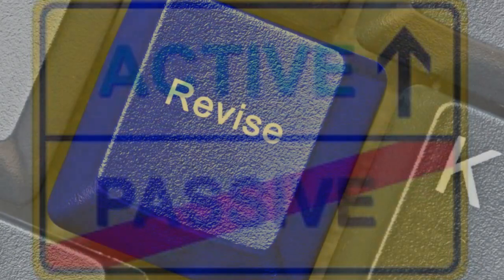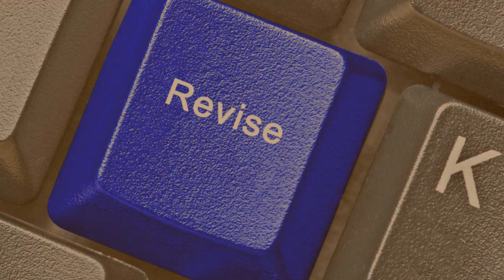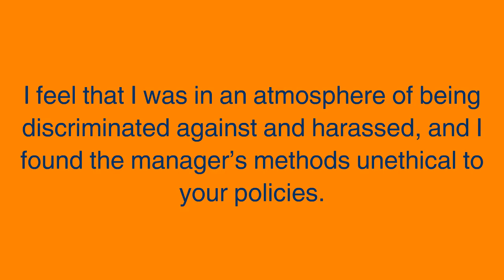We will first do this exercise with single sentences from some of my previous students. Sometimes those students left out important information that you will need to reconstruct the sentences. Sometimes they put in too many details that only confuse a reader. You must make the rhetorical decisions about how to add details or omit details to these sentences. Sentence number 1. I feel that I was in an atmosphere of being discriminated against and harassed, and I found the manager's methods unethical to your policies.